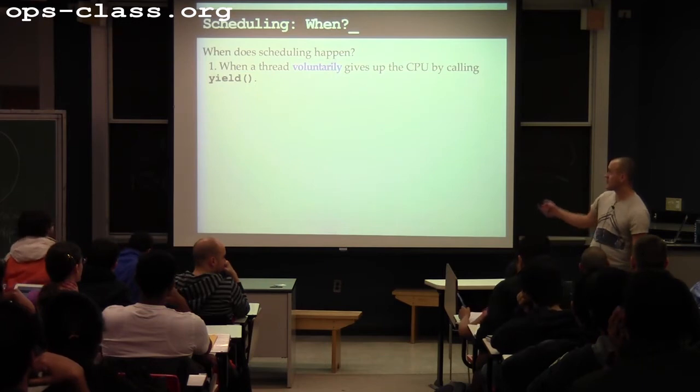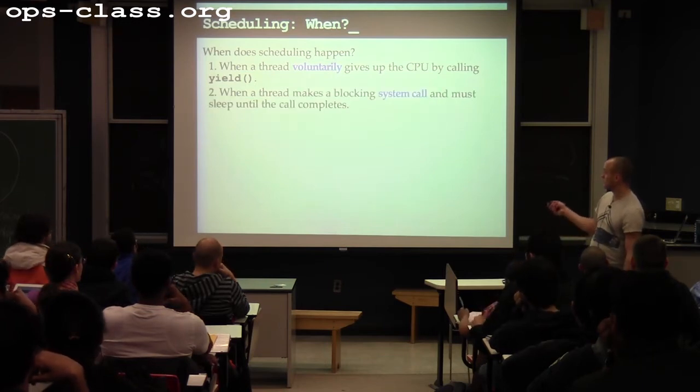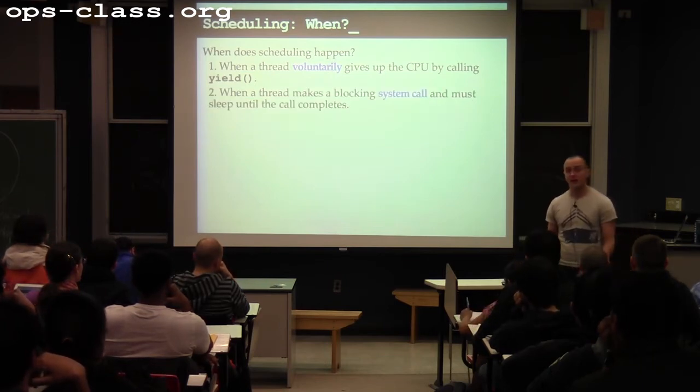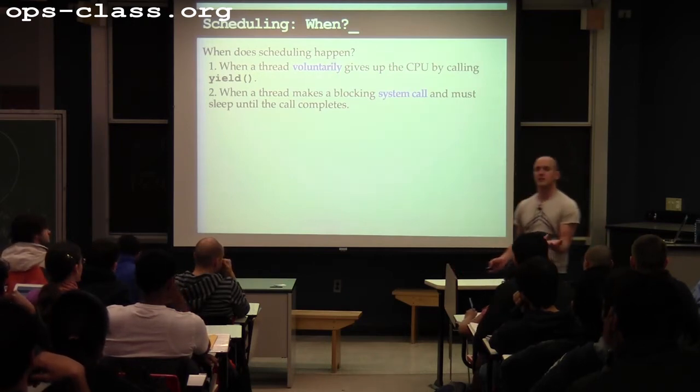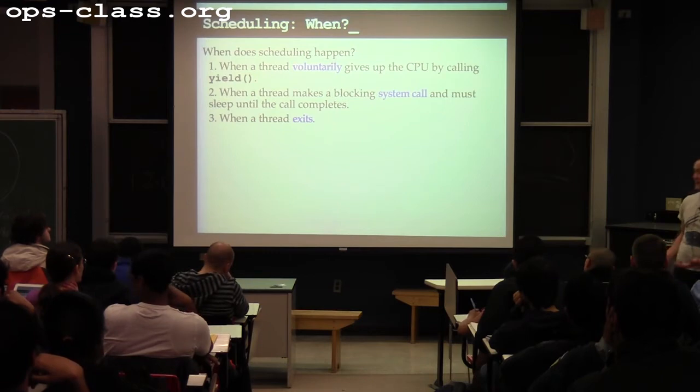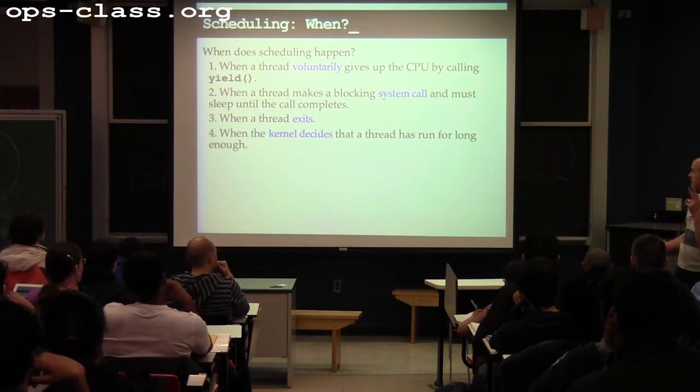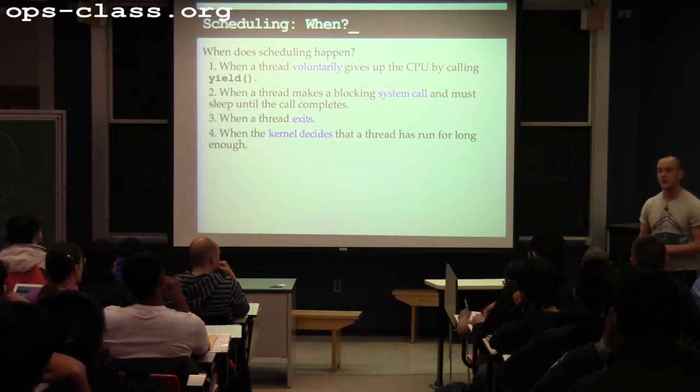The other one we didn't get to is when a thread voluntarily gives up the CPU. So if a thread makes a blocking system call and can't continue to run until something has happened, for example the buffer that it asked me to fill is full. Also when the thread exits, of course, I forgot that one. And when the kernel decides the thread has run long enough and implements that with a timer.